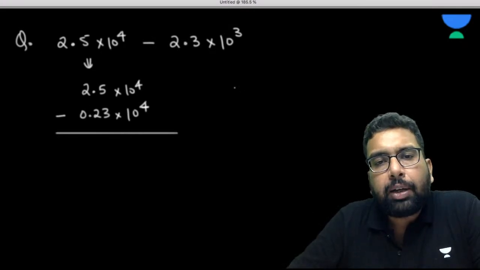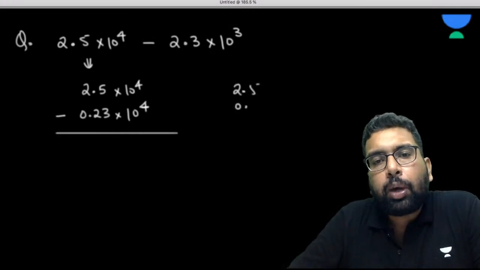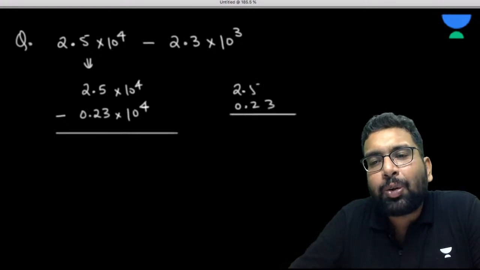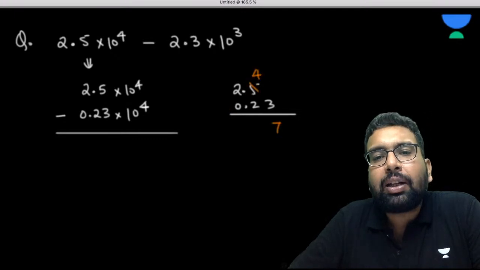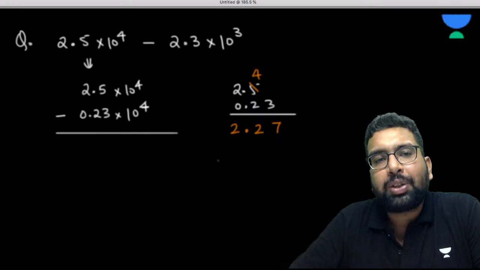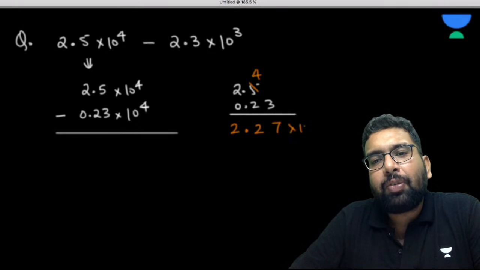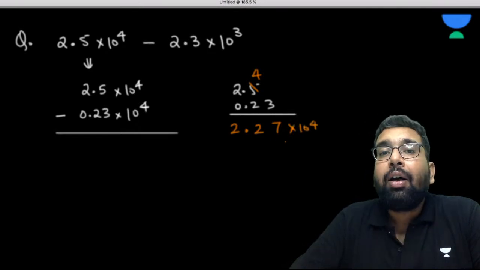So it will be 2.5, 0.23. So how do we do it? How to take carry forward? So this will become 4. This is going to be 10. So this will become 7. This has become 7. This has become 2. And this has become 2.27, 2.27 into 10 to the power 4. So this is going to be the final answer.